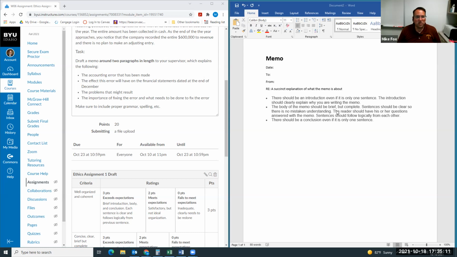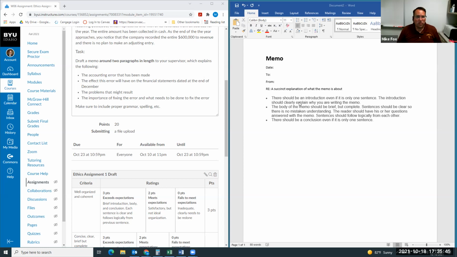This is important. The reader should have their questions answered with the memo. So you have to make sure you've addressed all of the items in the memo so that a reader isn't left going, so now what? And the sentences should flow logically from one another. Finally, there should be a conclusion that brings it all together. If it's a statement of action, like this is what we need to do, that's a good conclusion. And so that's really what you need to have a good memo.